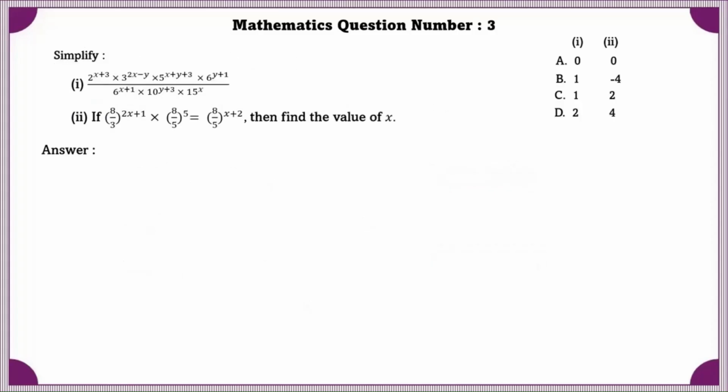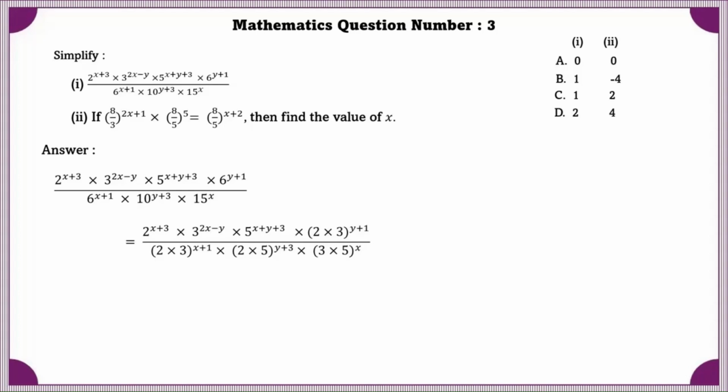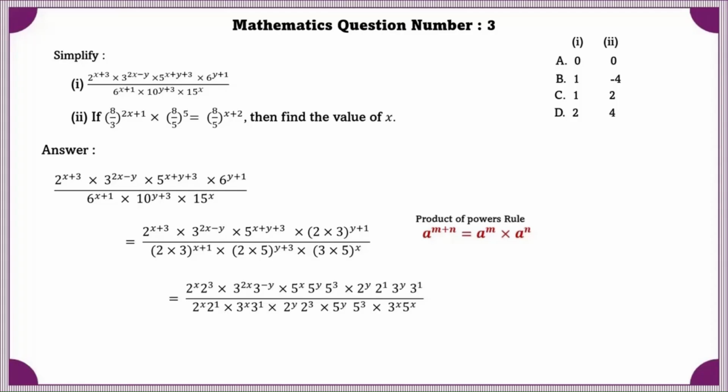Question number 3. Simplify. First one. Writing the terms with the same base makes the expression easier to simplify. Factor out common terms and perform further manipulations. So we are changing 6 as 2 into 3, 10 as 2 into 5 and 15 as 3 into 5. Now let us use the product of powers rule. Since we have expanded and written, we can easily cancel out the terms. So now after cancellation, we can see that the answer is 1.